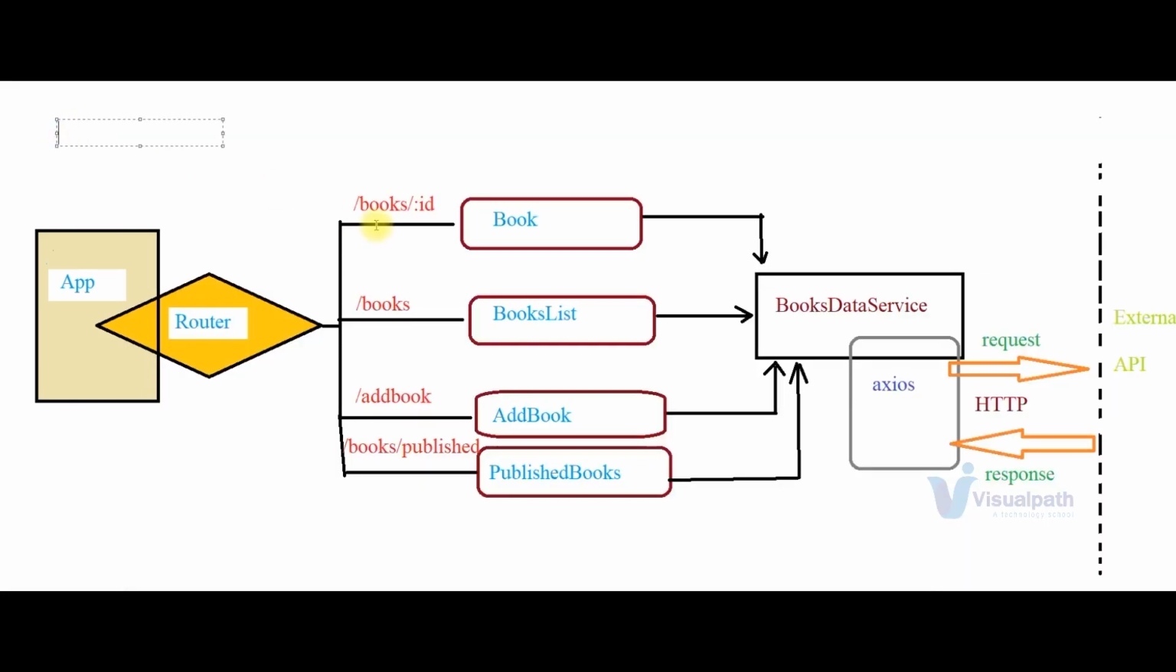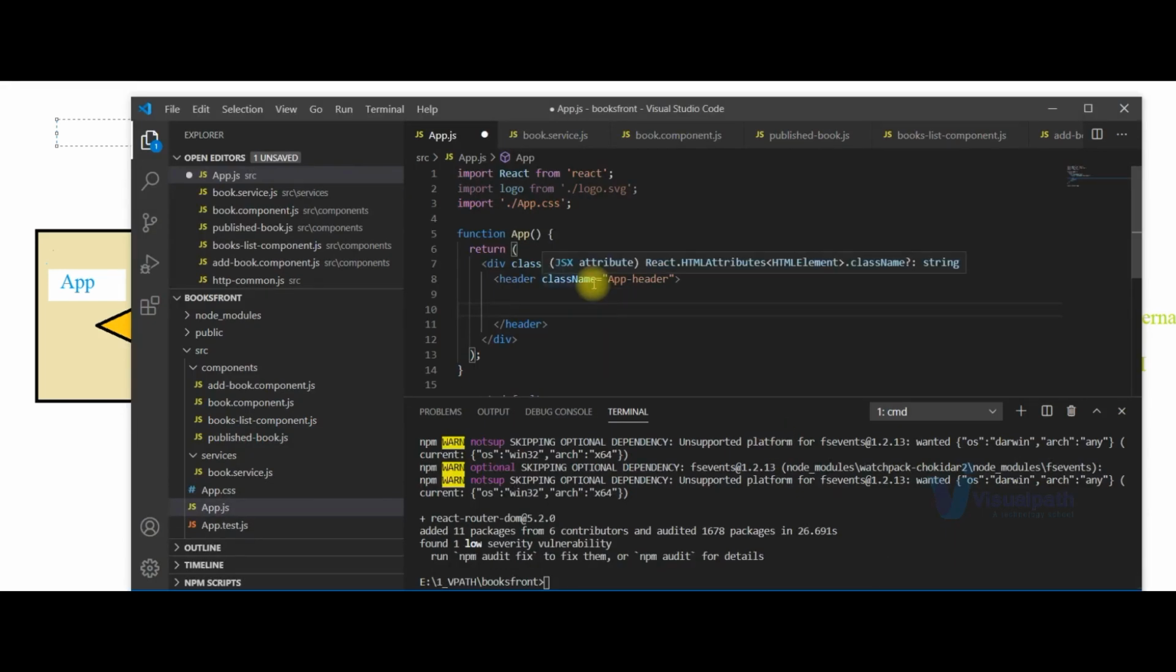See, books, not this one. Add is the path used for add book. Books is the path used for books list. Like this. And books and slash publish is the path for the publisher books component. So that we have to map here in our main app.js file.